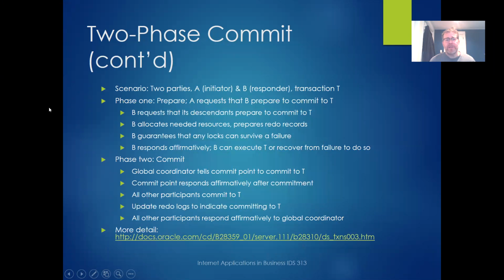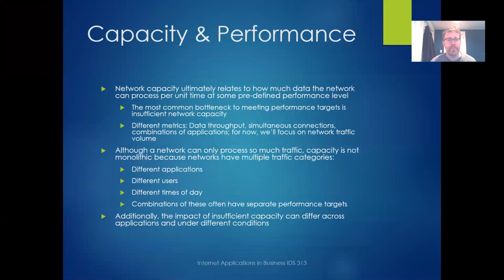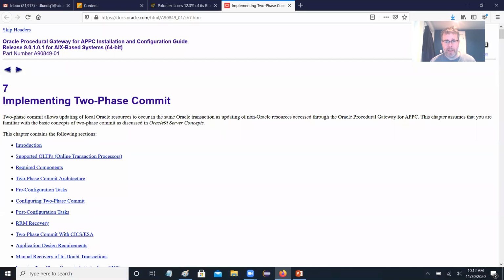So this is a simple write-up of the same thing, so we can skip that just to get stuff done that we need to get done. And here, another little article on Oracle, same kind of thing about two-phase commit, but briefer. Okay, and that's it for transactions. The other part is capacity. So let's talk about capacity for a little bit.